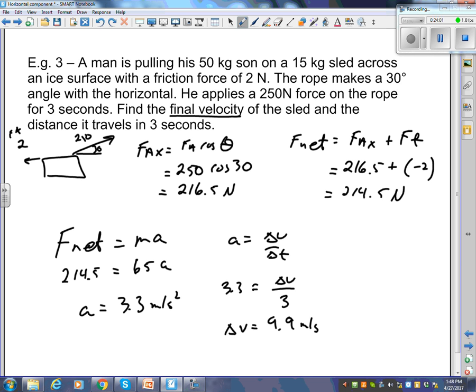Could you tell? Did you multiply both sides by 3? I did. Now the initial velocity is 0, so therefore the final velocity is 9.9, right? Yeah. And how far does it go in 3 seconds? Here's the most common mistake, the one where I go, oh, I can't believe they did all that right and then made that mistake.